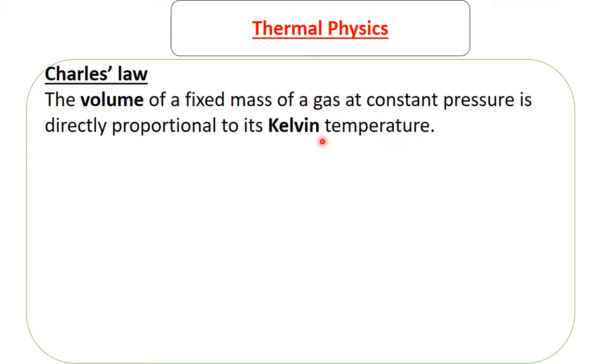Sorry, let me just say that. In Boyle's law, we compared the volume and the pressure. We kept the temperature constant. That's why we had P and V.